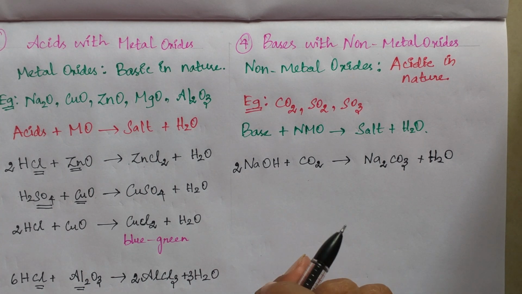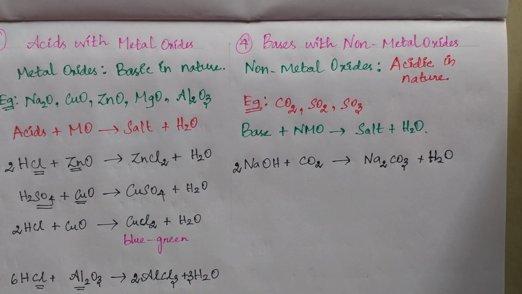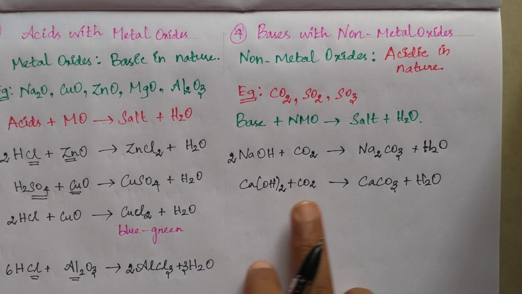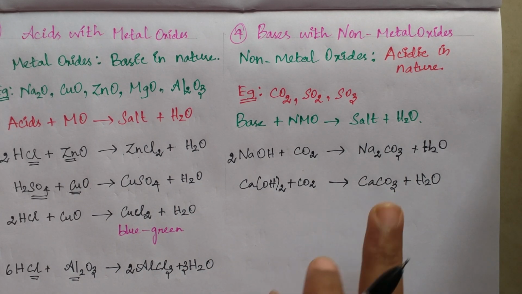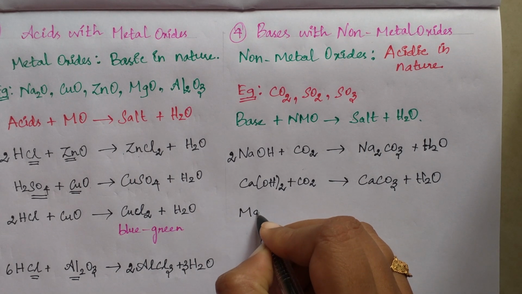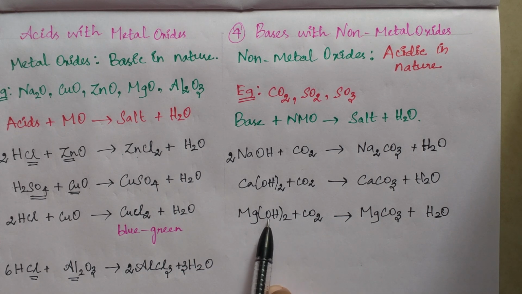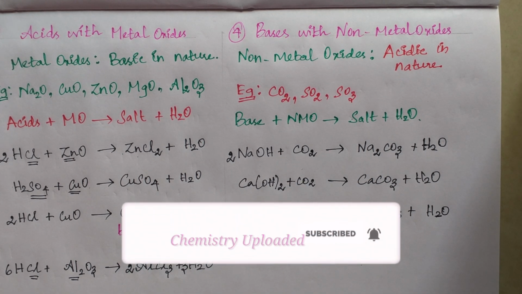Like that you can take calcium hydroxide. For example, instead of sodium hydroxide you can take calcium hydroxide also. This is the lime water milky reaction. Lime water converts into a milky white substance. So it is balanced. Next, magnesium hydroxide also you can take. See here, Mg, this CO2 and 1 oxygen, so CO3, remaining H2O. This is balanced.